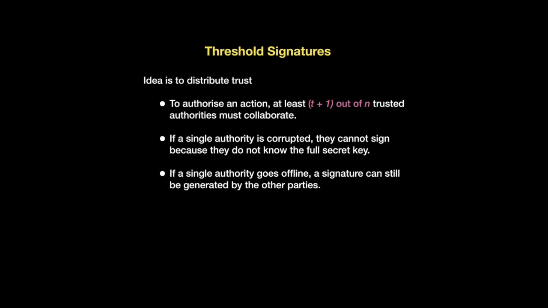So what this means, if you have t+1 out of n, is that if you have a single or maybe one or two authorities that are corrupted, they can't do any damage. A majority can, but a small number can't. And if someone goes offline, maybe their hardware gets deleted, maybe they're just asleep at the time, you can still generate a signature without their help. So this is important for liveness.